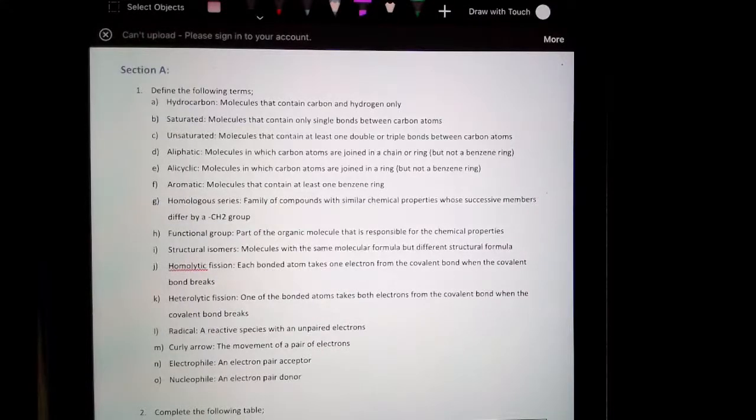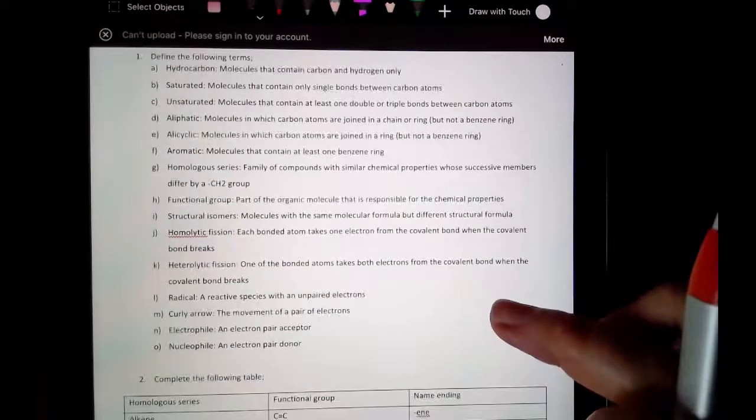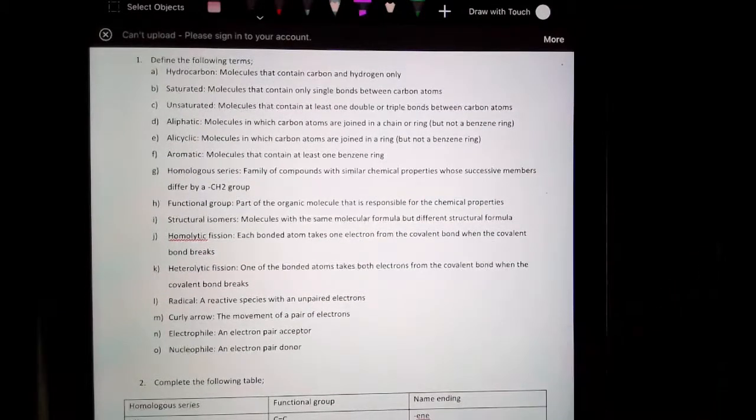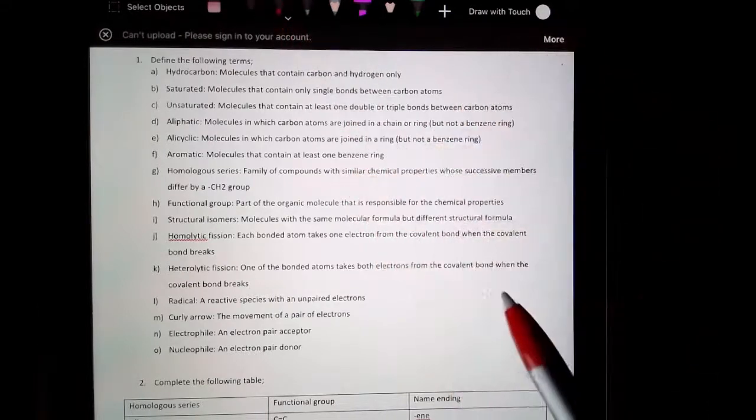So the first part of your homework was just definitions. I've written them all out for you here. You'll notice in all my definitions, I've used the word molecule. If you've used the word compound, that is absolutely fine. You can swap the word molecule for the word compound. I'm just going to go through a few of them.